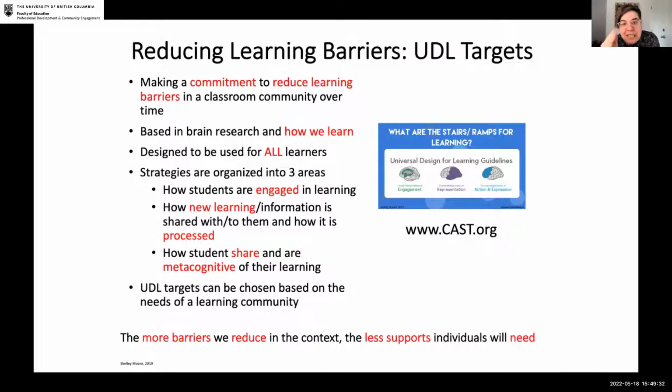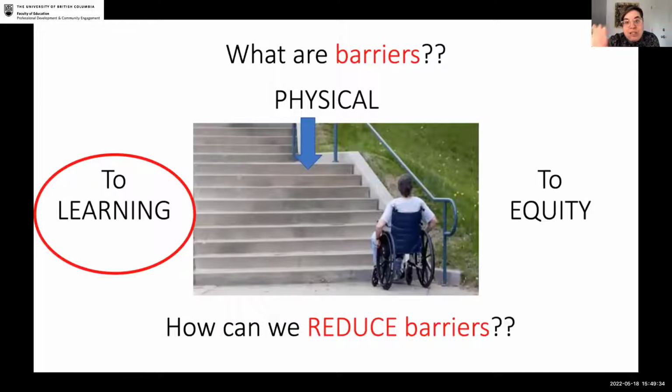It's changing the stairs. Actually, it's not even changing the stairs. It's just adding another path to the stairs, because some people love the stairs. It's simply saying, okay, the stairs are a barrier. What's another option? And this is kind of debunking a myth that UDL is special education. It isn't. It's reducing barriers. It's not about fixing people.